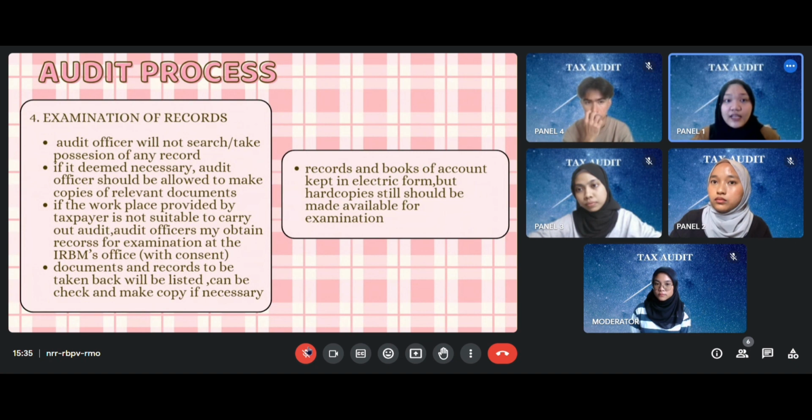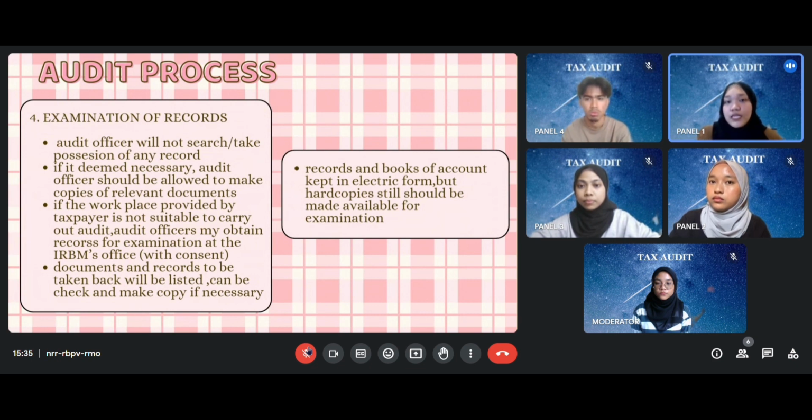In this process, audit officers will not search or take possession of any records, and if deemed necessary, audit officers should be allowed to make copies of relevant documents. If the workplace provided by the taxpayer is not suitable to carry out the audit, audit officers may obtain records for examination at the IRBM office with the consent of the taxpayers.